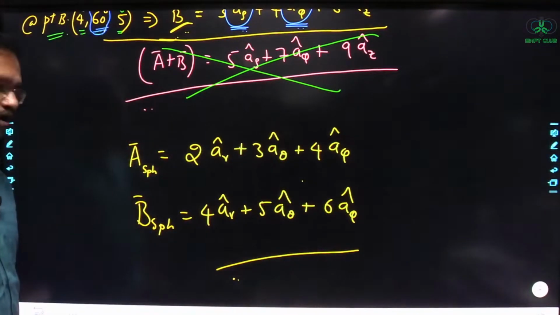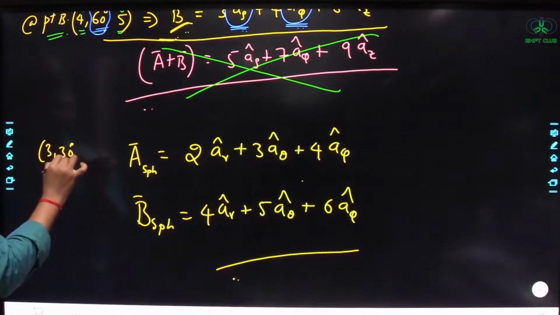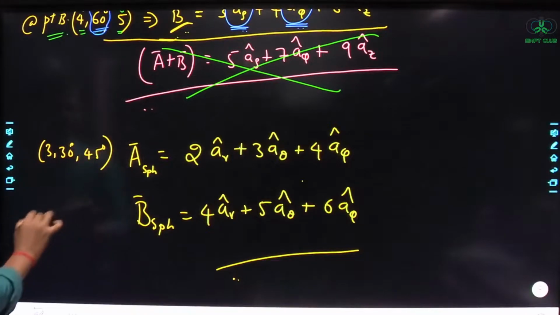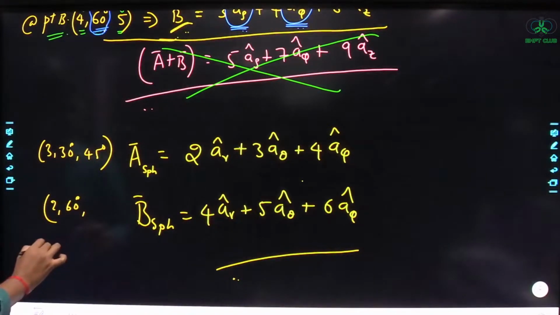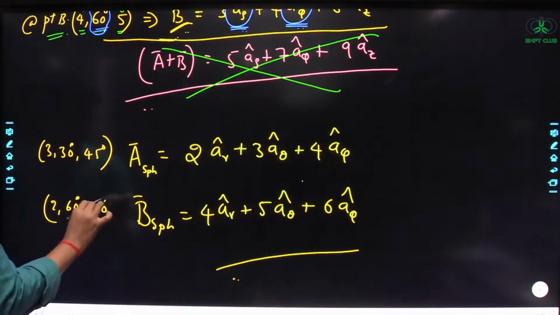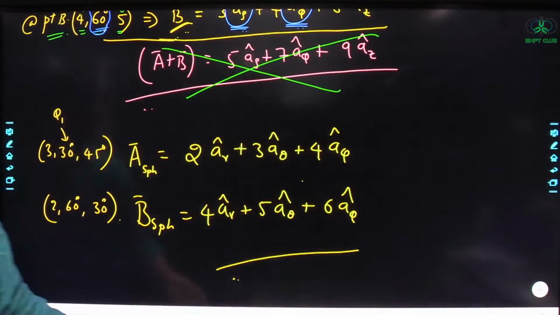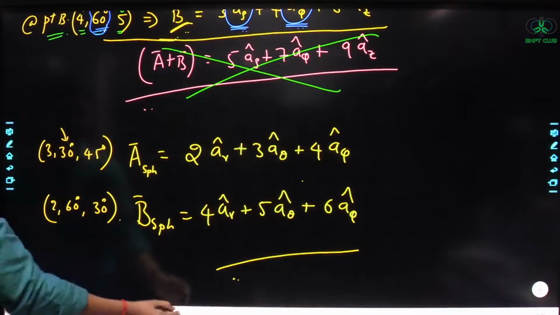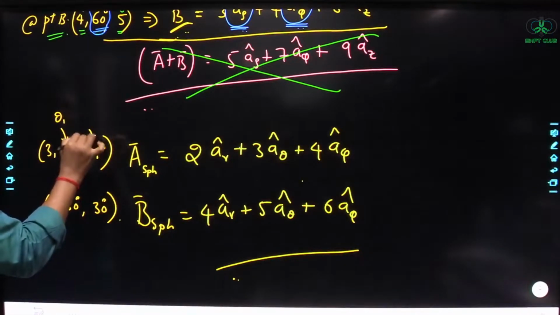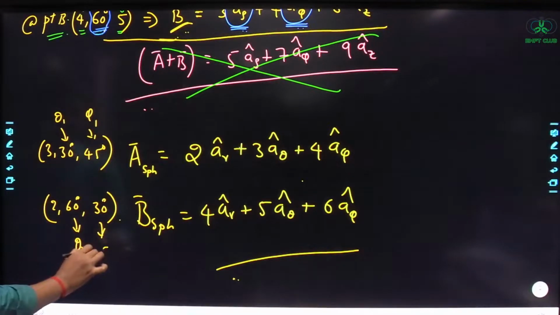Understood? Okay, so now suppose this point is defined at (3, 30 degrees, 45 degrees), and this other point is defined at (2, 60 degrees, 30 degrees). So here this is nothing but theta 1, and this is phi 1, and here this is theta 2, and here it is phi 2.